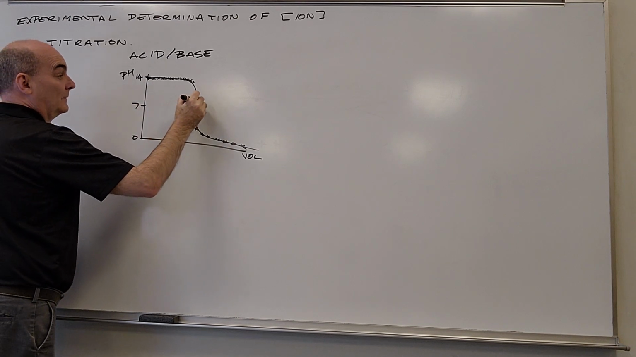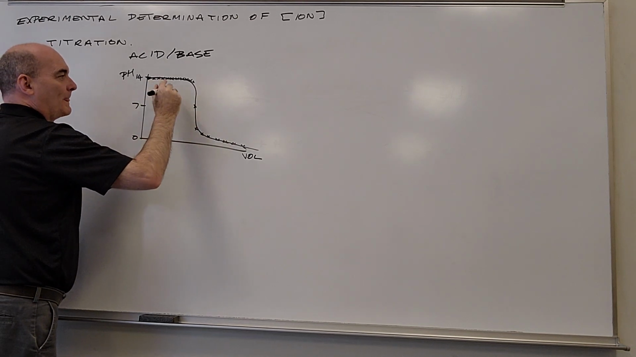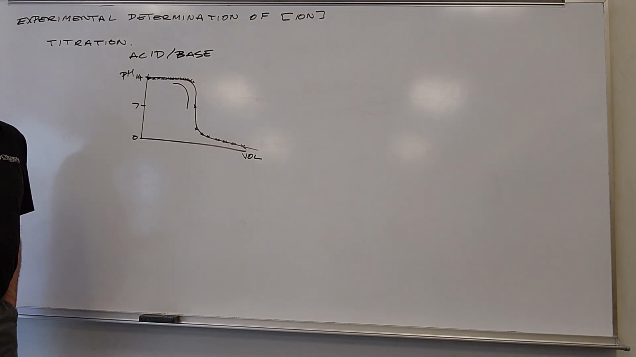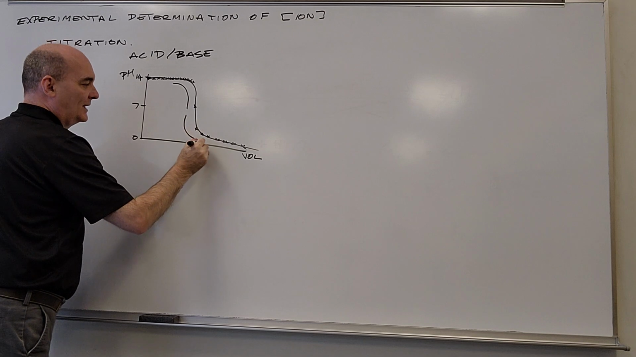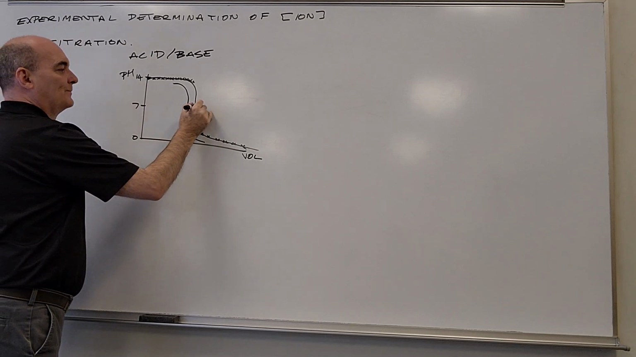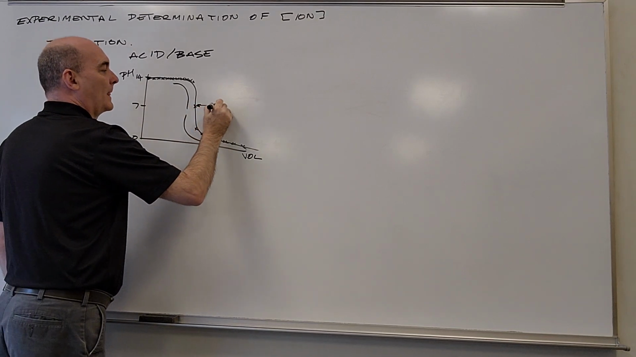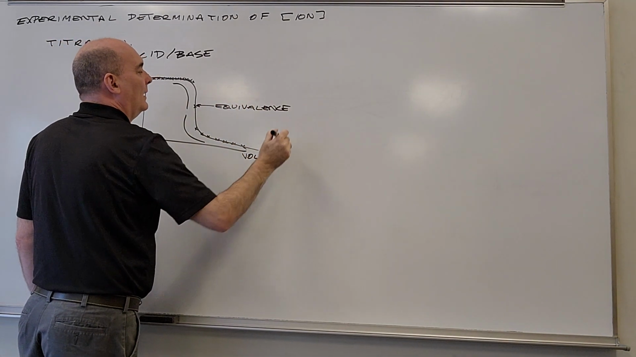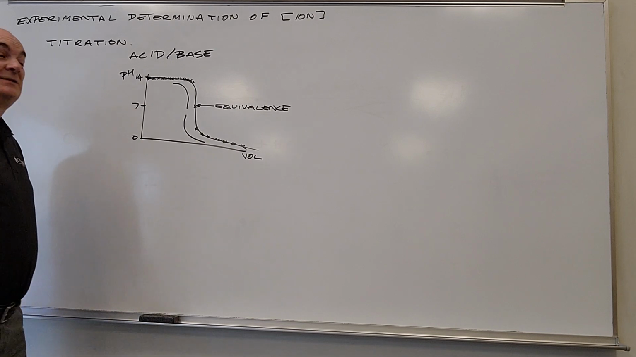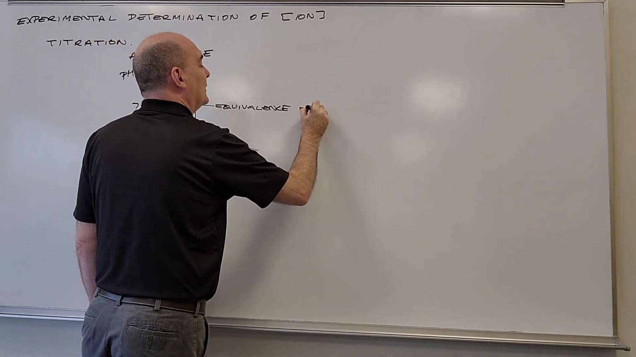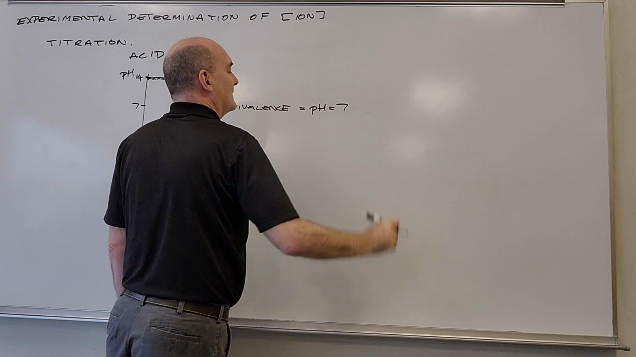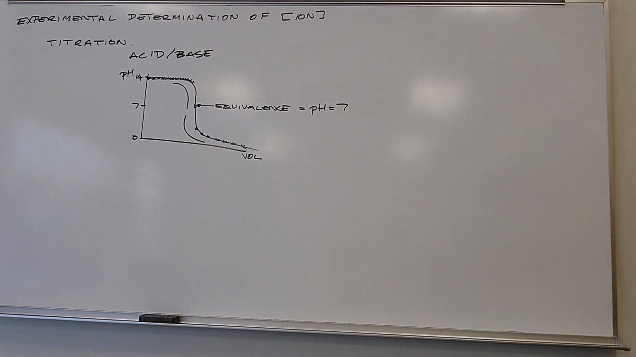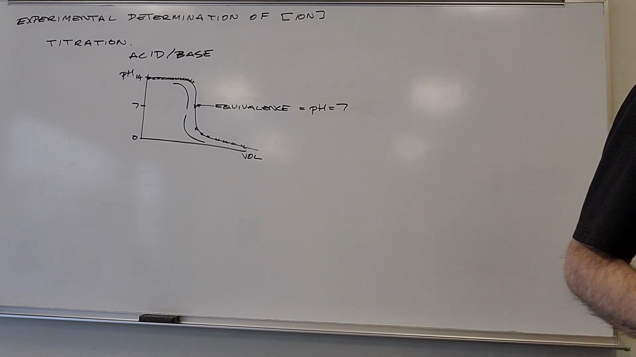And the point at which the curve stops inflecting that way and starts inflecting that way, right here, is the equivalence. And when you have a strong acid and a strong base, then your equivalence happens at pH 7. Okay.